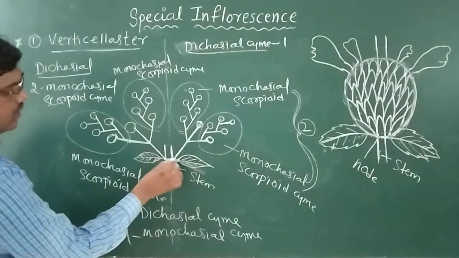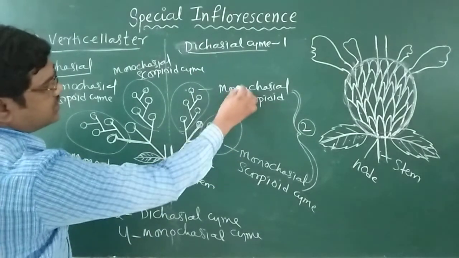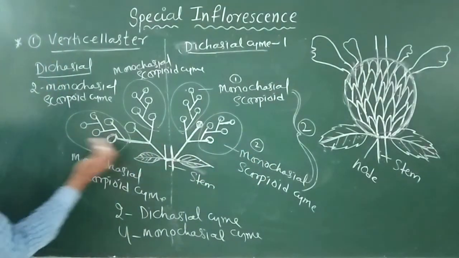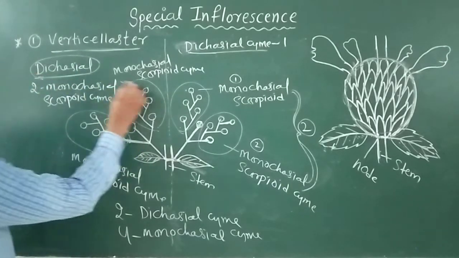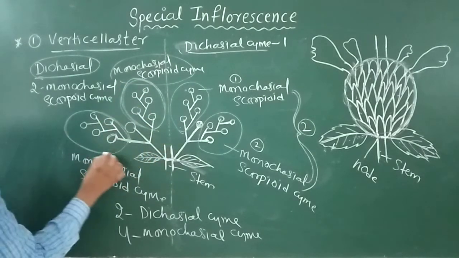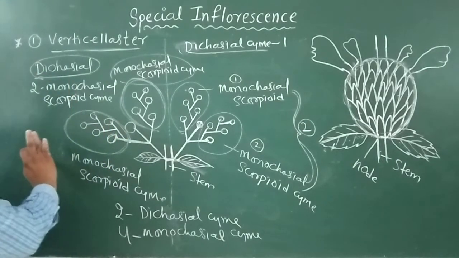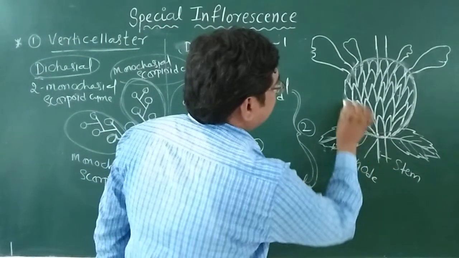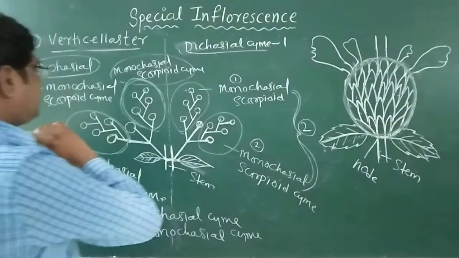So here at the node, this side one dicasial cyme is there and two monocasial cymes. This is one, this is a second. From this side one dicasial cyme is there, and one monocasial scaphoid cyme is present in the verticillaster. Like this flowers are arranged, in the form of a ball-like structure. So this is called verticillaster.